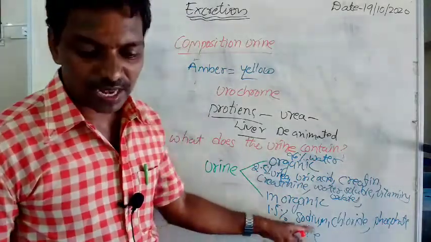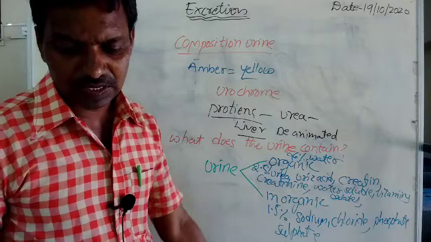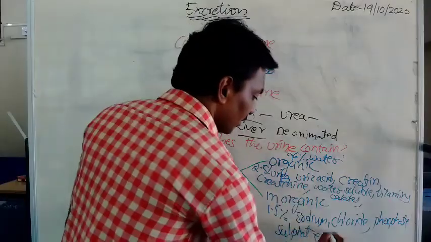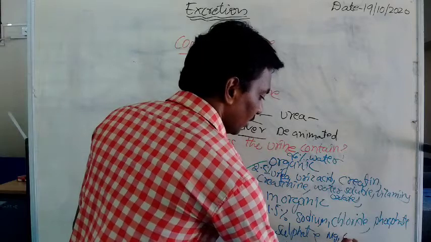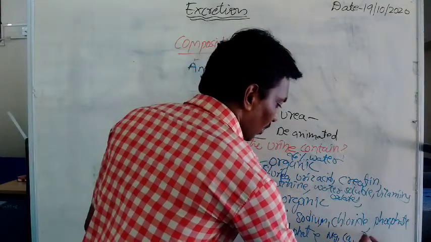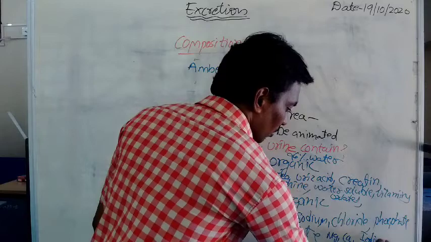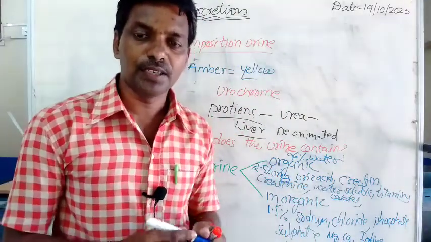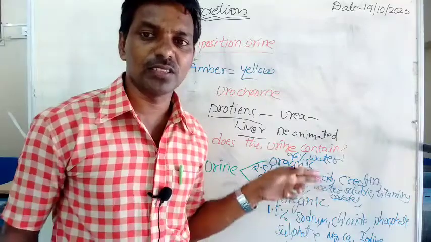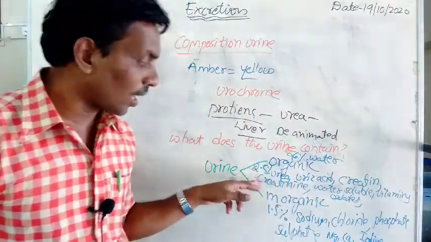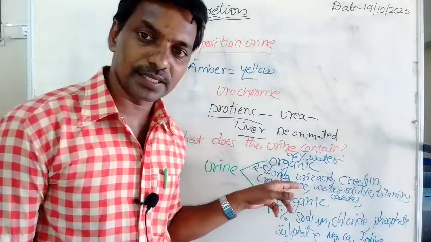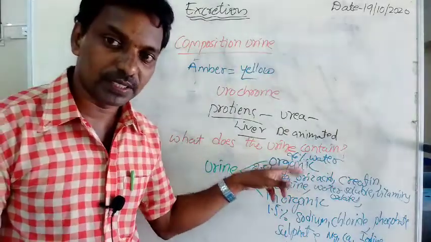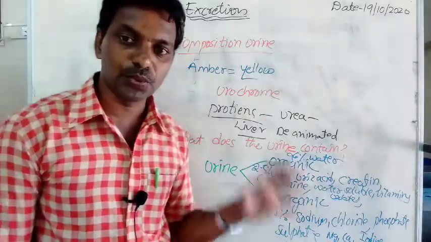Phosphate, sulfate, along with magnesium (Mg), calcium (Ca), and iodine. So these are the substances we can find in the urine. These are inorganic solutes, and those are organic substances, along with 96% of water.